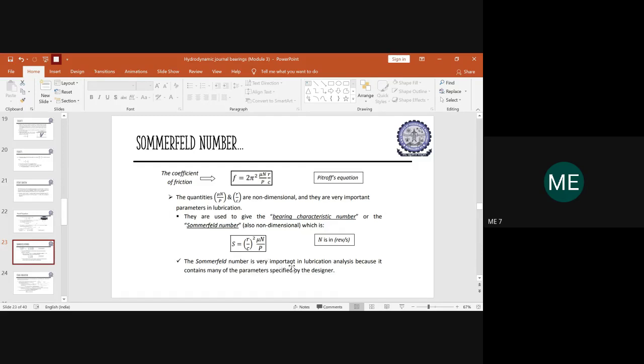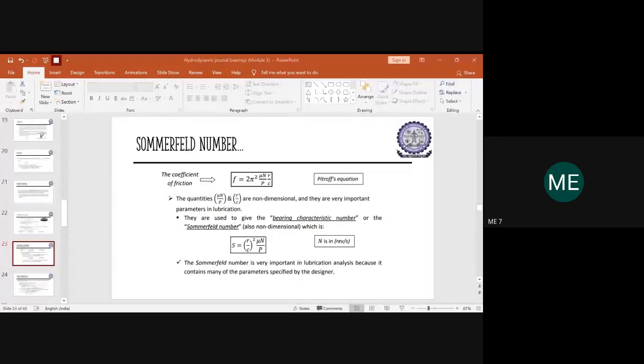This number is very important even in lubrication analysis, because it contains many of the parameters specified by the design engineer related to the design of the journal bearing with respect to the lubrication aspect. As a tribologist, if you tell a bearing value number for the Sommerfeld number, he'll be able to give you the entire characteristics of that particular bearing. So it is very important to figure out the Sommerfeld number from the coefficient of friction. So this is about the derivation of the Petroff equation.